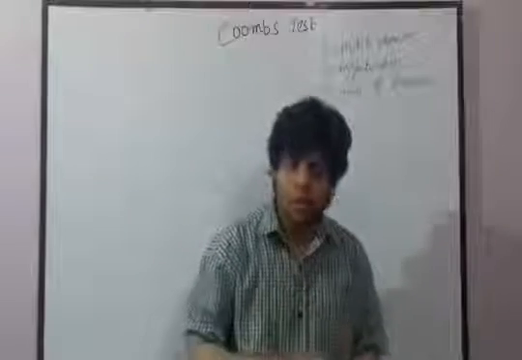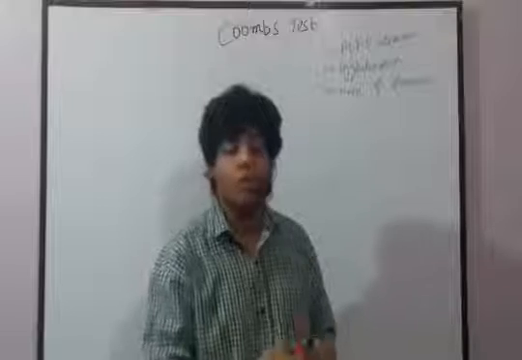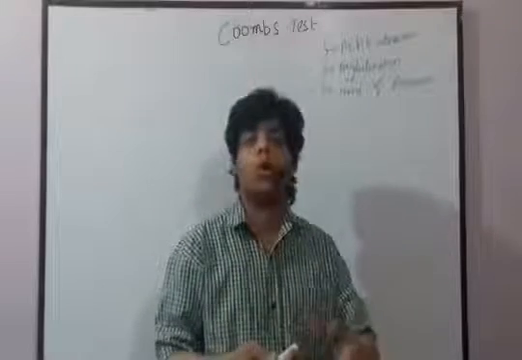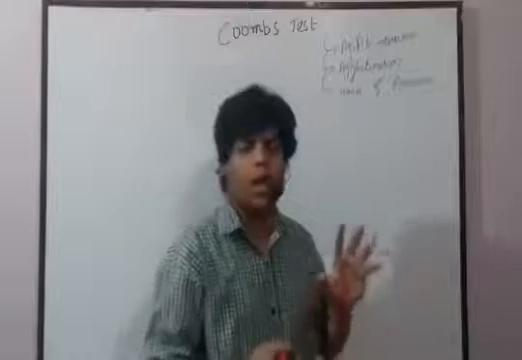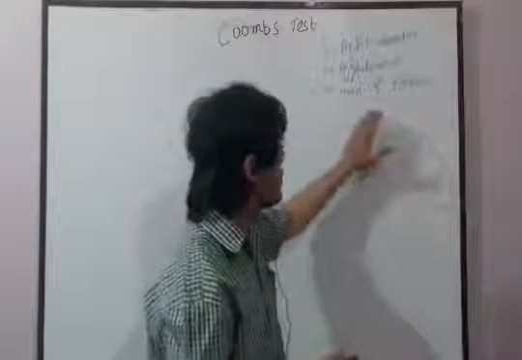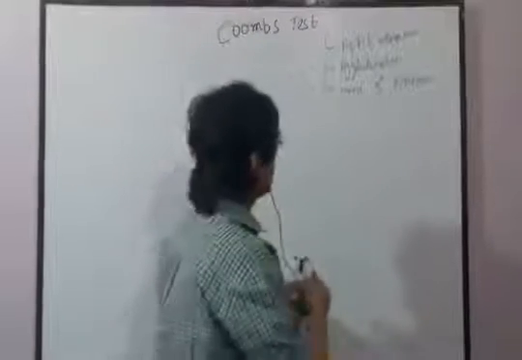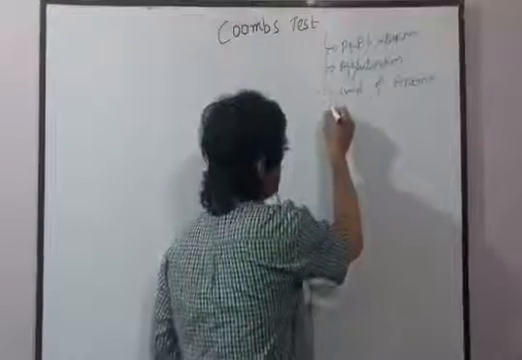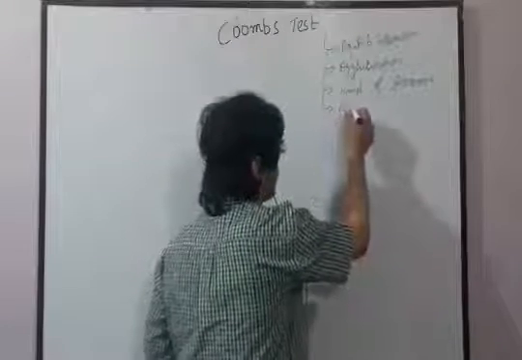Whether the patient has hemolytic anemia, or immunohemolytic anemia, or macrocytic anemia. So these are the different kinds of anemia, and due to Coombs test we can simply identify the kind of anemia. Another thing we can identify with this Coombs test is autoantibody.